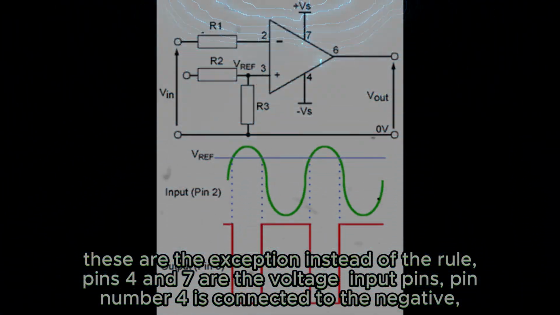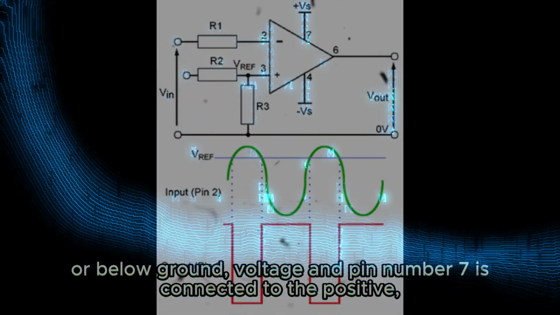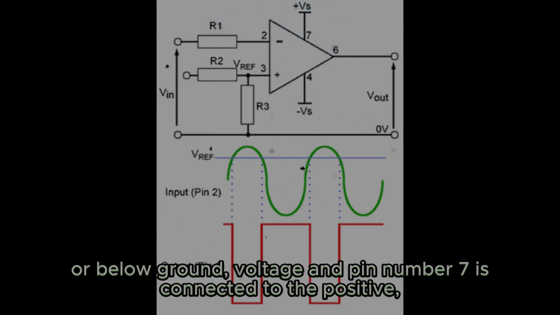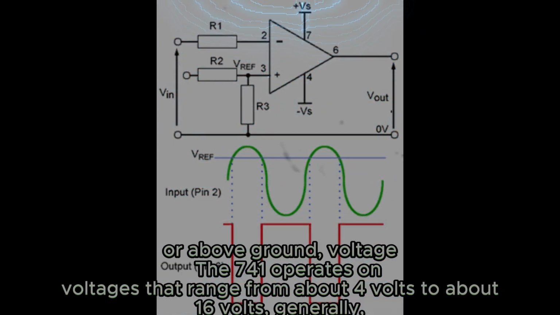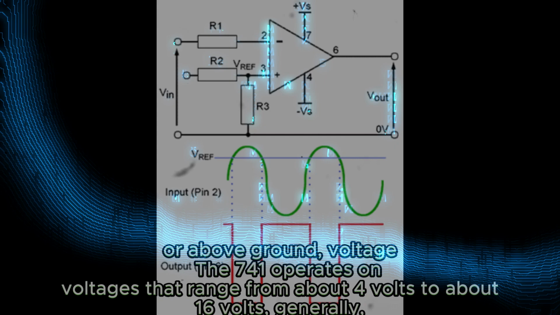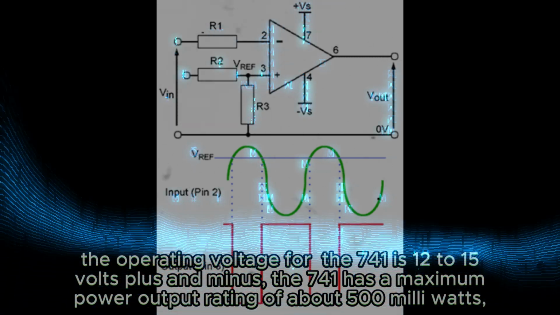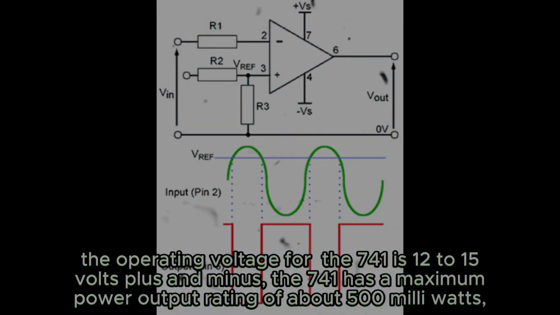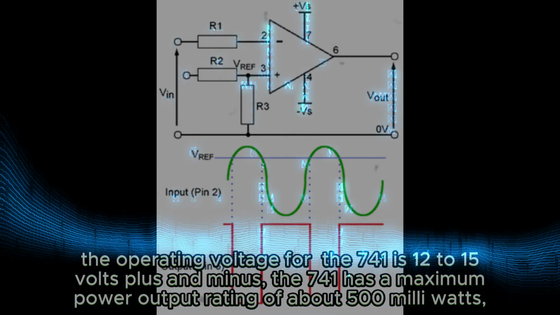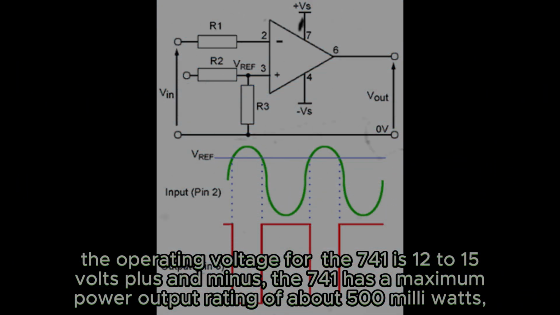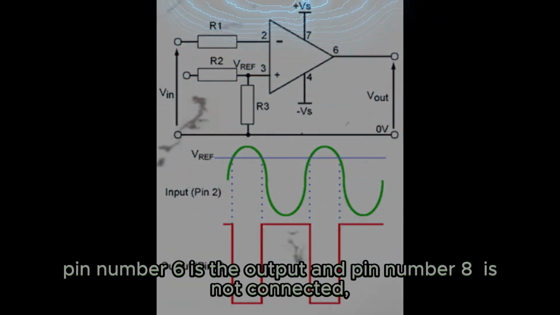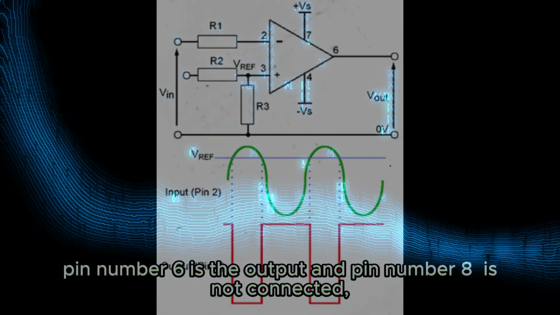Pin number 4 is connected to the negative, or below ground, voltage, and pin number 7 is connected to the positive, or above ground, voltage. The 741 operates on voltages that range from about 4 volts to about 16 volts. Generally, the operating voltage for the 741 is 12 to 15 volts plus and minus. The 741 has a maximum power output rating of about 500 milliwatts. Pin number 6 is the output and pin number 8 is not connected.